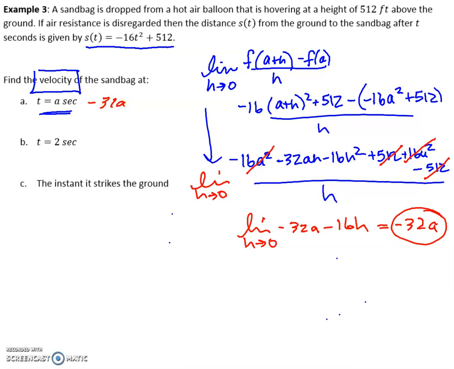And then on the next one, when I actually want to find it at a particular time, now I can just plug in the time I want to plug in. So I end up with negative 64. And I believe my units here were feet per second, so I could get more particular.